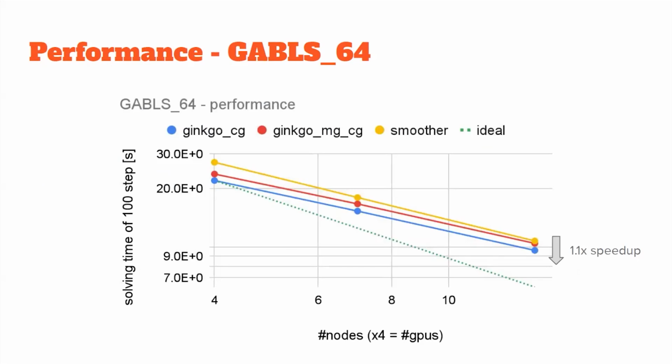So GABLS is used with 16 discretization points in each dimension here. The blue one is the Ginkgo with CG, the red one is the multigrid with CG, the yellow one is the smoother from NekRS, and the green one is the Ginkgo CG as the strong scaling ideal. We run the experiment from 4 nodes, 7 nodes, and 14 nodes. And at 14 nodes on the right-hand side, Ginkgo CG still gets roughly 1.1 speedup compared to the NekRS smoother here.